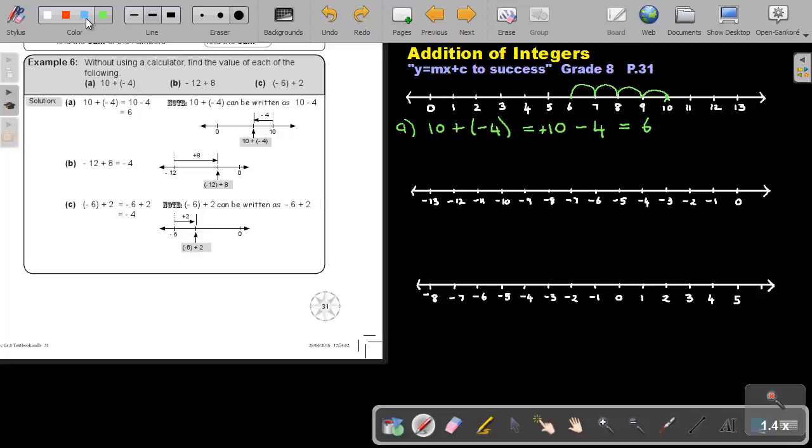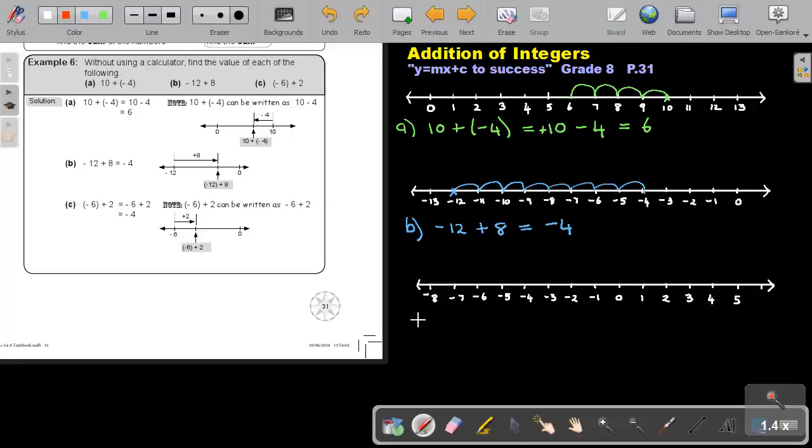Let's continue to the next one. It's negative 12 plus 8. So let's start at negative 12. Remember what I said to you, the number grabs the sign in front of it. So go positive 8, 8 units to the right. 1, 2, 3, 4, 5, 6, 7, 8. And my answer will be negative 4. Take note again, it's negative 12 and positive 8, so the signs are different.